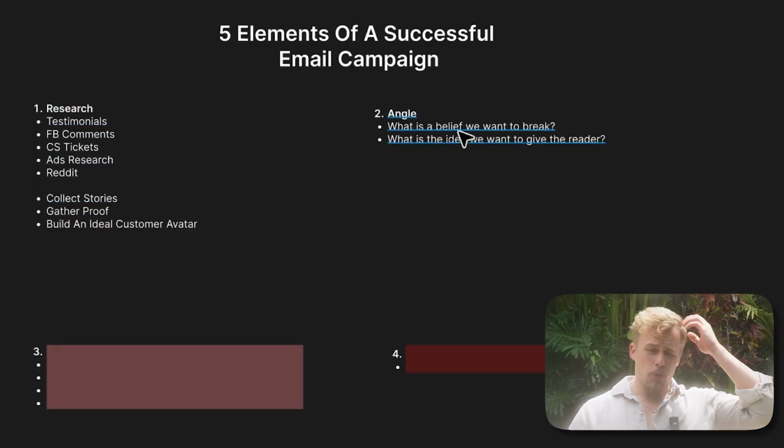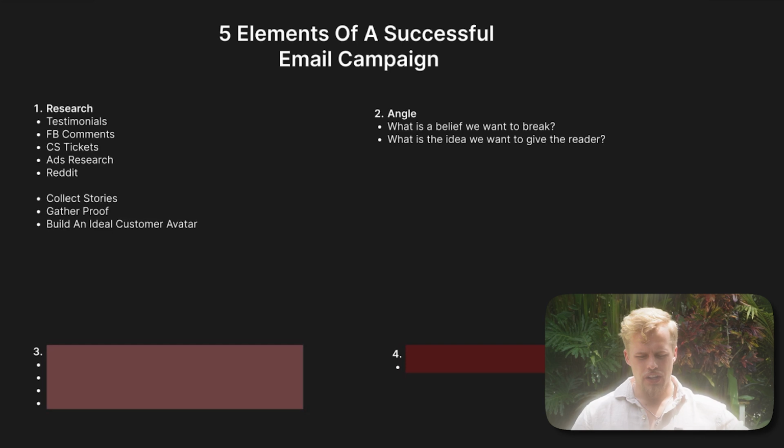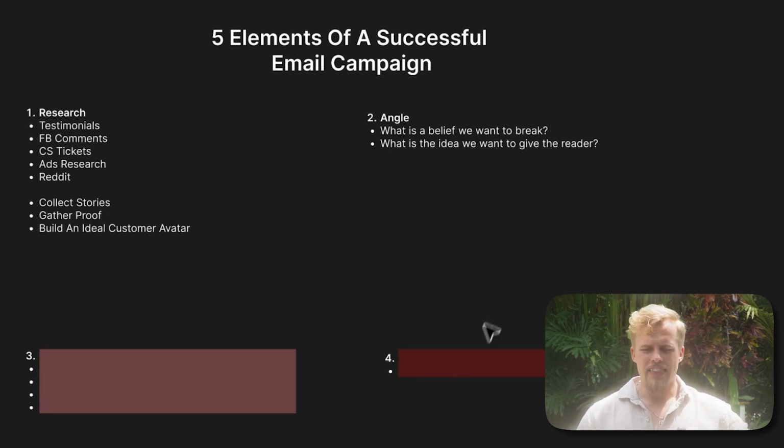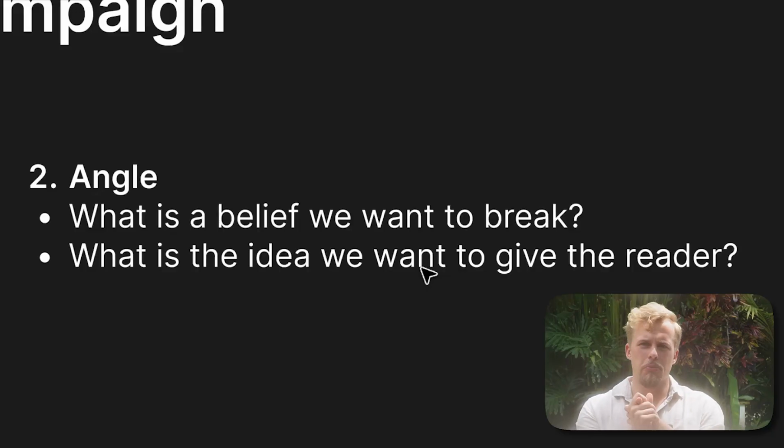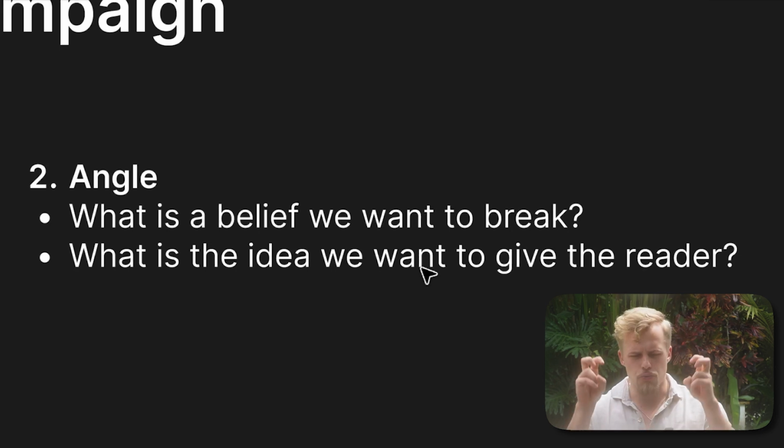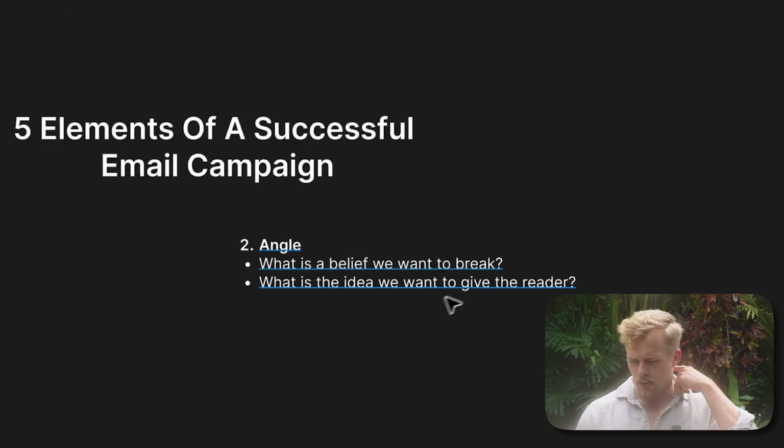Now, moving onwards, once we've done the research, we can move on to the next step, which is actually much simpler if you do the research correctly, and that is building the angle. The angle really answers two questions: what are the limiting beliefs we want the reader to break, and then what's the idea we want to give to the reader. By idea, I'll give you an example.